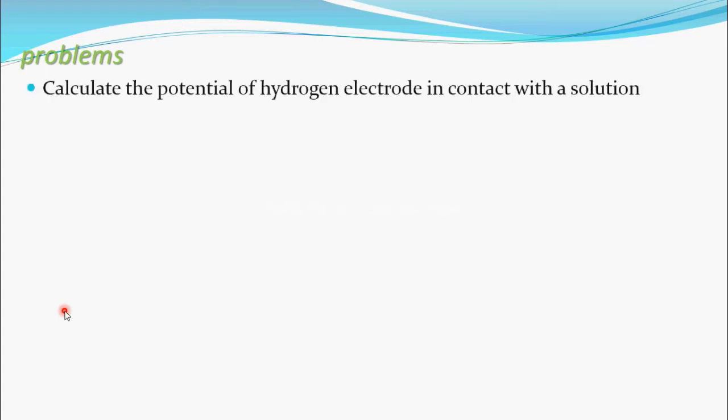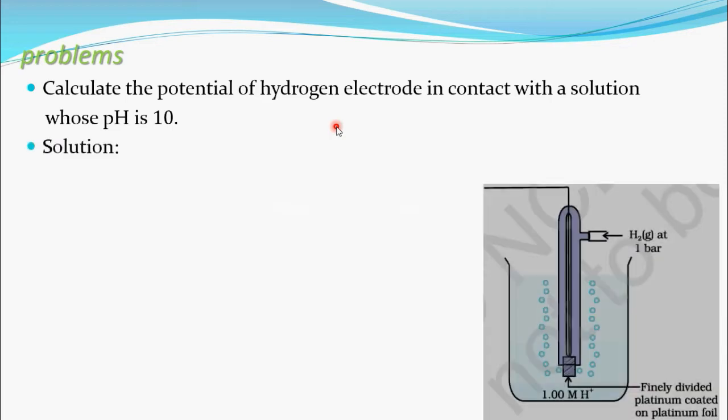Here is the problem. Calculate the potential of a hydrogen electrode in contact with a solution whose pH is 10. What we have to calculate is the potential of the hydrogen electrode. That hydrogen electrode is in contact with a solution whose pH is 10. See, this is a hydrogen electrode. We have seen SHE, that is the standard hydrogen electrode.